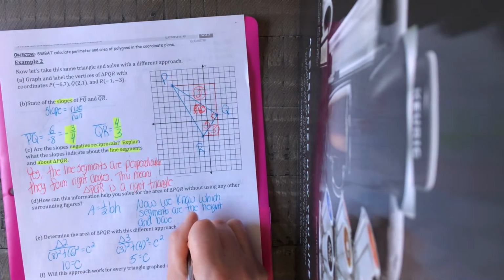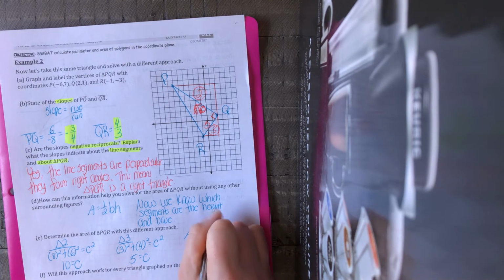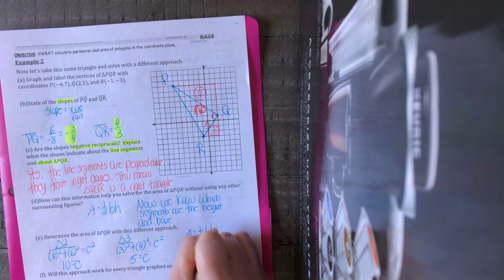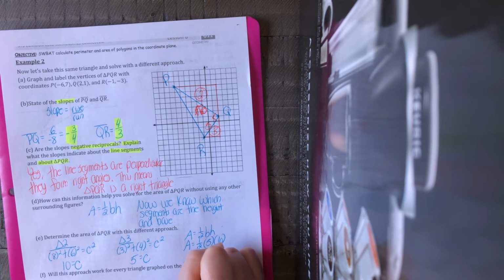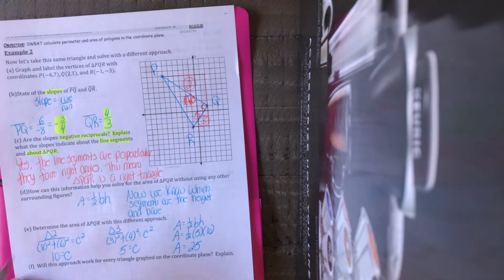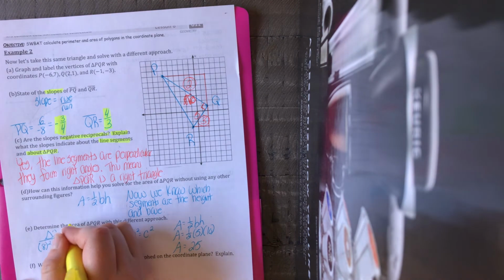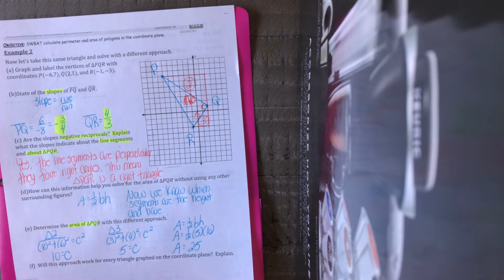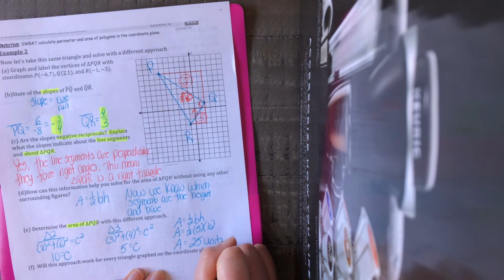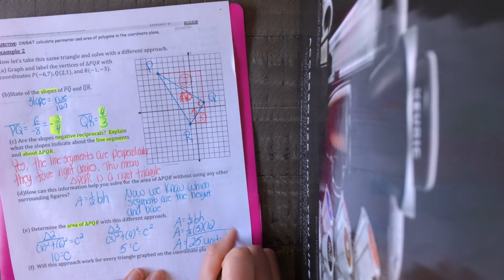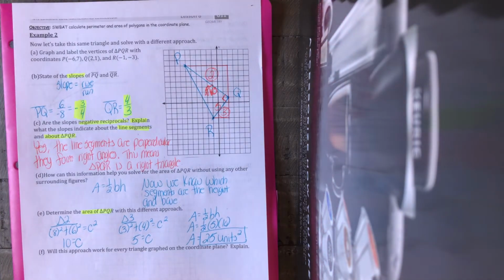So if I want to plug into my area formula, which is 1/2 base times height, if I find half of 5 times 10, I'm getting 25. And again, area, let me re-highlight that again. Area of a triangle is squared. So I know it's 25 units squared. And if you look back at example 1, it was the exact same answer that we got.